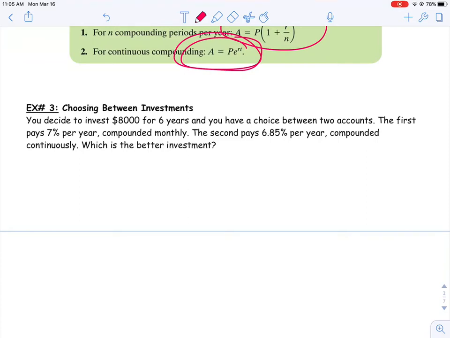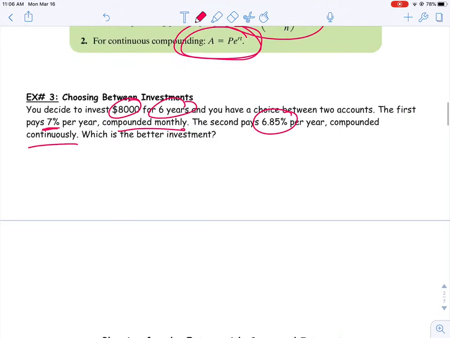So now we have 2 choices. We can go to bank A, we can go to bank B, and really we want to get the most money out of our account. So we've got to figure out which bank is going to be the best. We have $8,000. We're going to leave it in the account for 6 years. We've got to decide, is 7% compounded monthly better than 6.85% but compounded continuously? Guess which one you think is going to be better.